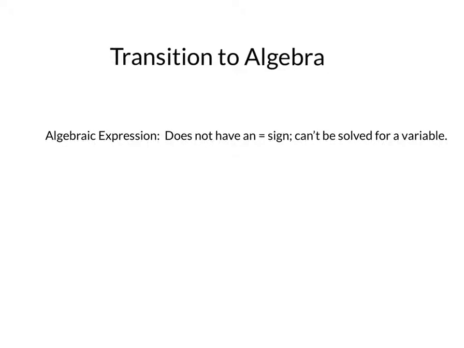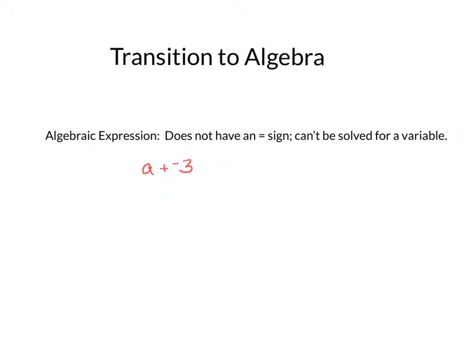This section is titled Transition to Algebra and deals with changing words into algebraic expressions or algebraic equations. So first of all, let's talk about the difference between those two. An algebraic expression does not have an equal sign, and it can't be solved for a variable. An example of an algebraic expression would be something like a plus a negative 3. A plus a negative 3 can't be solved for a.